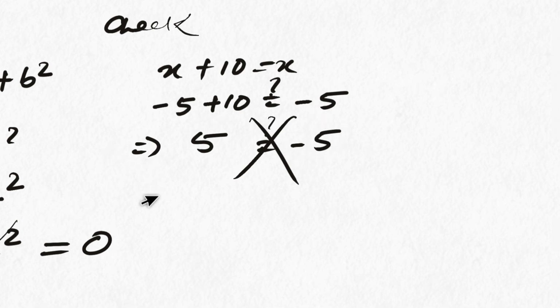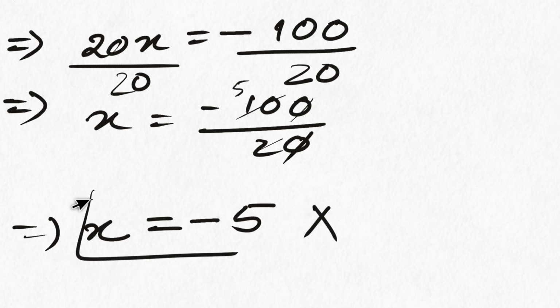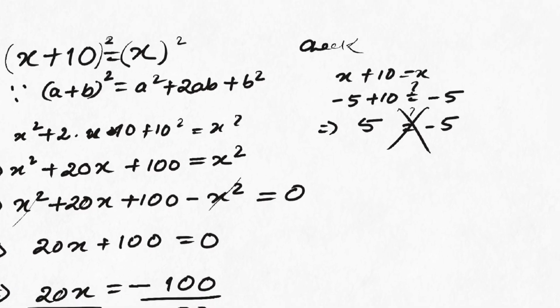It appeared during our work, but it doesn't actually satisfy the original equation. This is called an extraneous result, an answer that shows up during solving but doesn't actually work. So after checking, we conclude there is no solution.